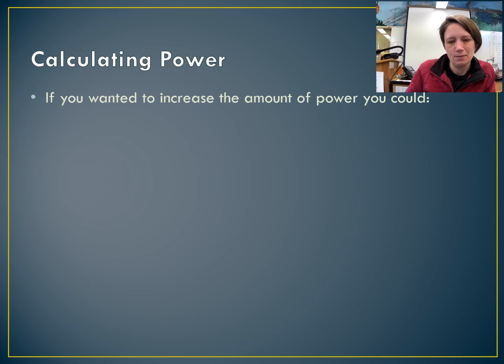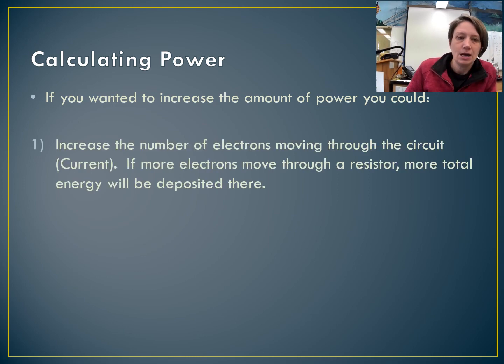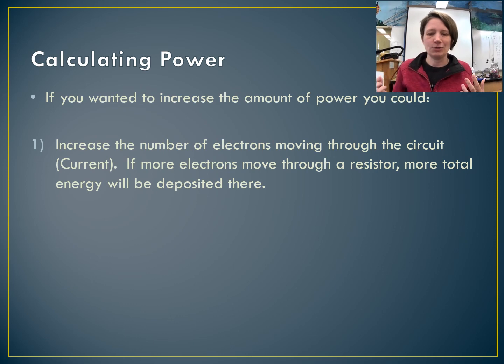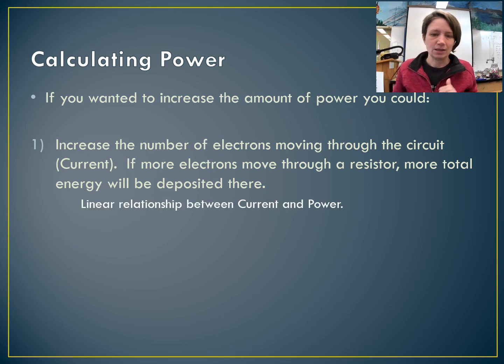So if you had a circuit designed and you wanted to increase the amount of power to a light bulb, there are two ways that you could do this. Number one is that we could increase the number of electrons passing through the light bulb, which is the current. We know that we have to adjust current by changing voltage and resistance, so current is kind of a secondary variable. But conceptually, it should make sense that the more electrons are passing through a light bulb or other resistor, the more energy is going to be provided there. So increasing current is going to increase power, which makes a linear relationship between current and power.